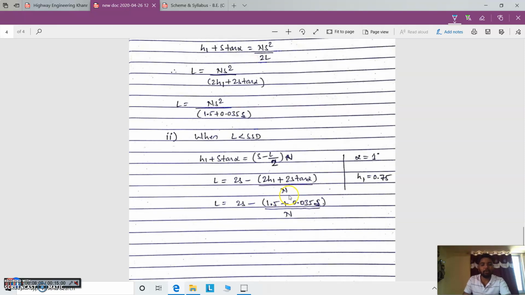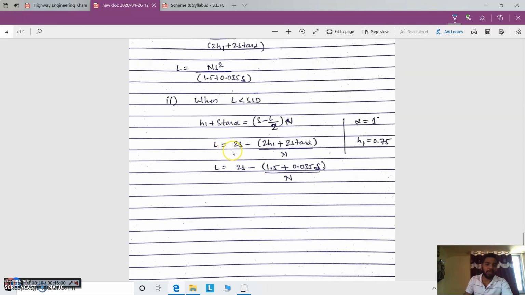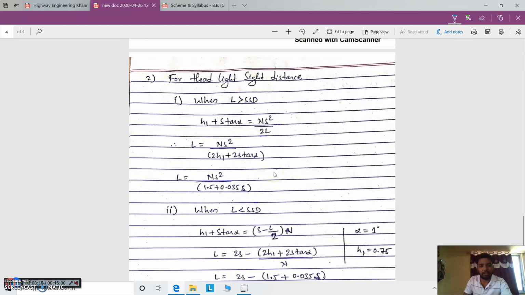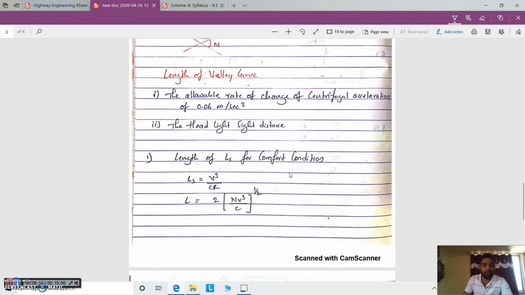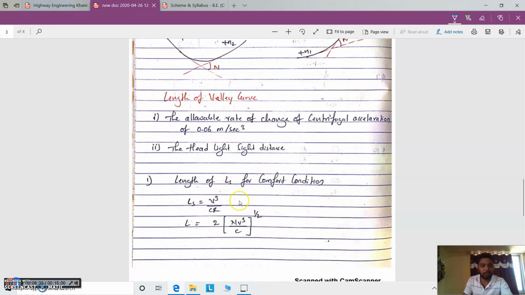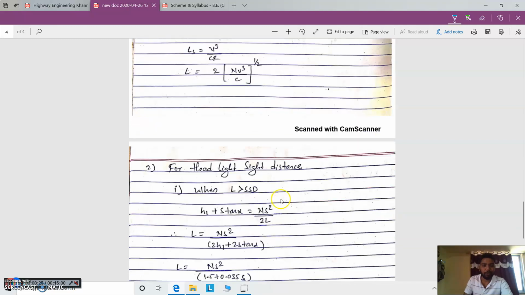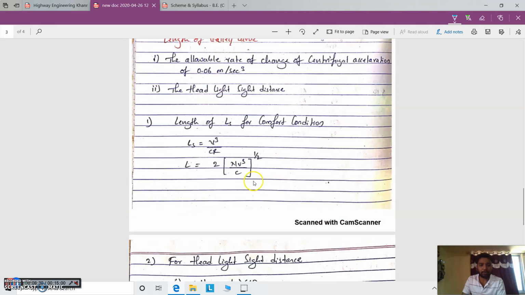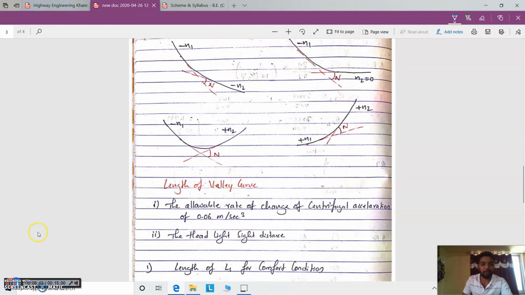Once you know the conditions to calculate the length of the valley curve and summit curve, the safest length can be determined before calculating the length of each curve. This much is more than enough to discuss valley curves and summit curves. In the next class, or next video, I will start a summarization of this module 2, that is geometric design. After that we'll close module number 2 and start with module number 3. Thank you.